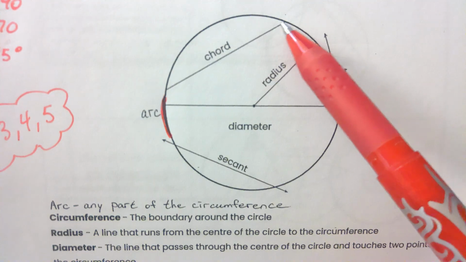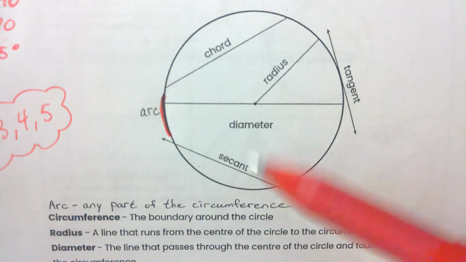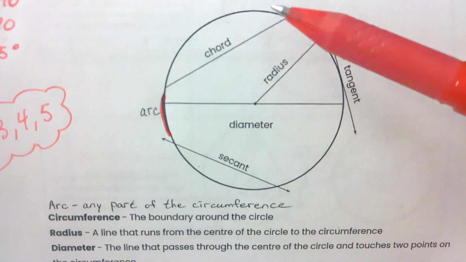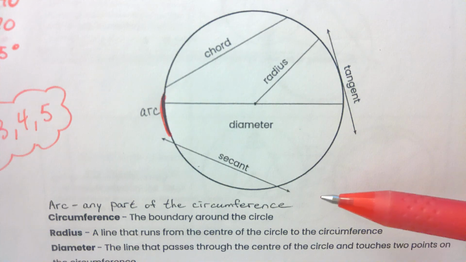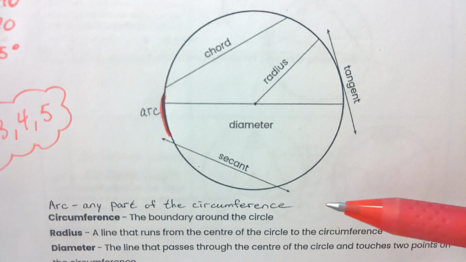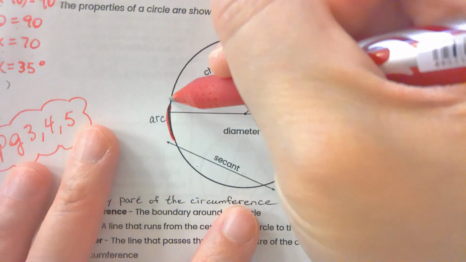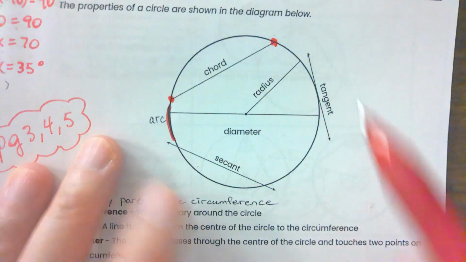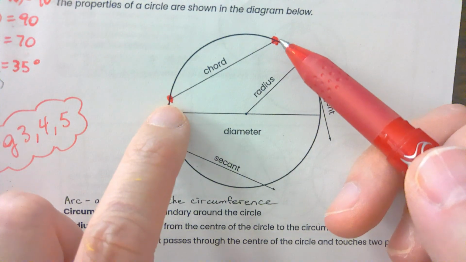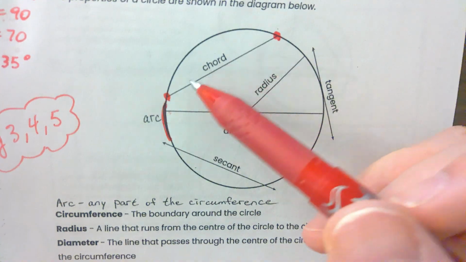What's the difference between a chord and a secant? Max? Secant is a straight line that goes forward. Okay. But then a chord is just a line segment. Right. Okay, good. So a secant cuts through. A chord has endpoints on the circumference. So I could have another chord right here. Chord is a big one.